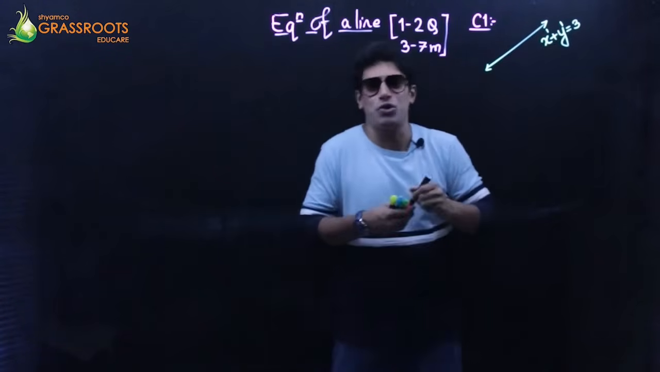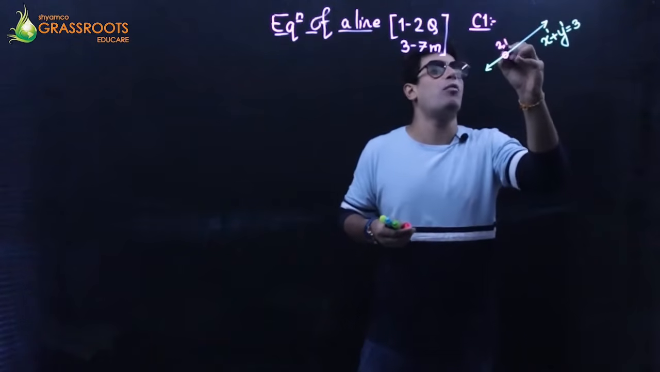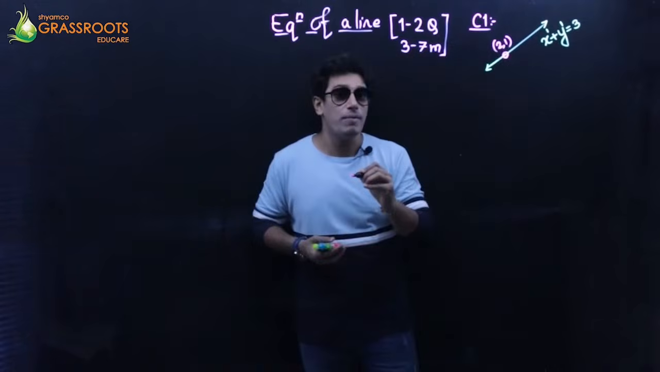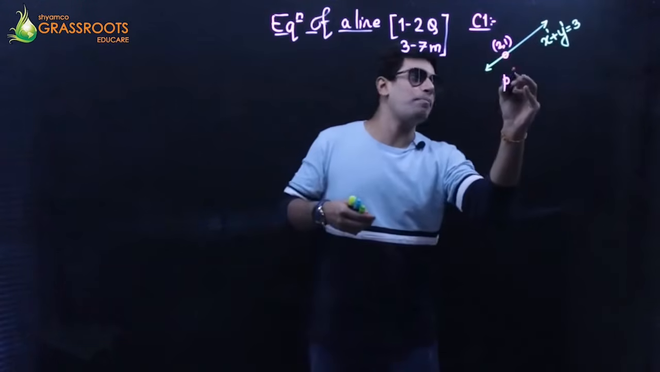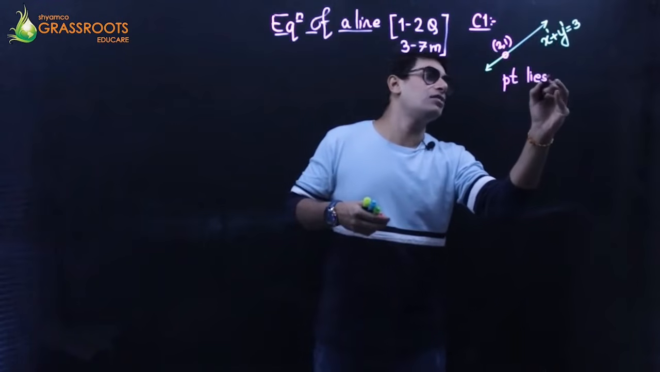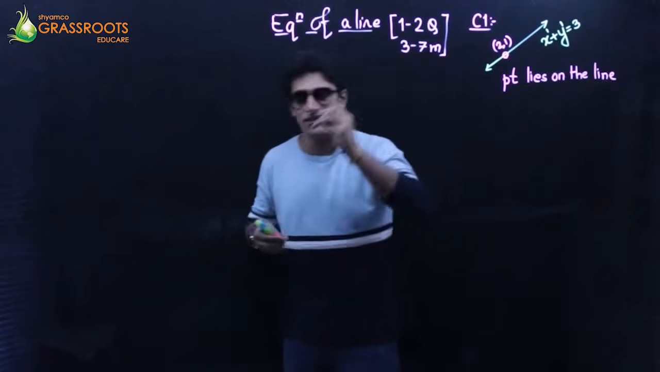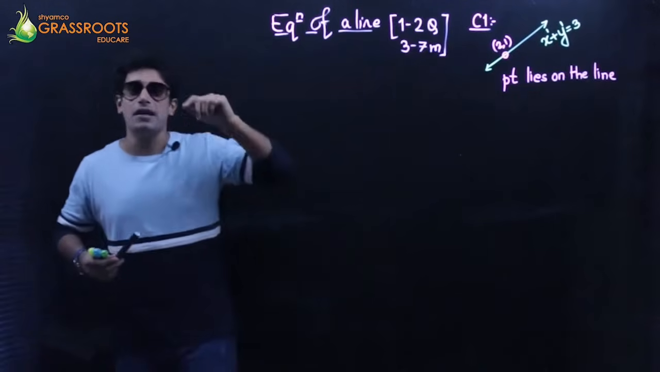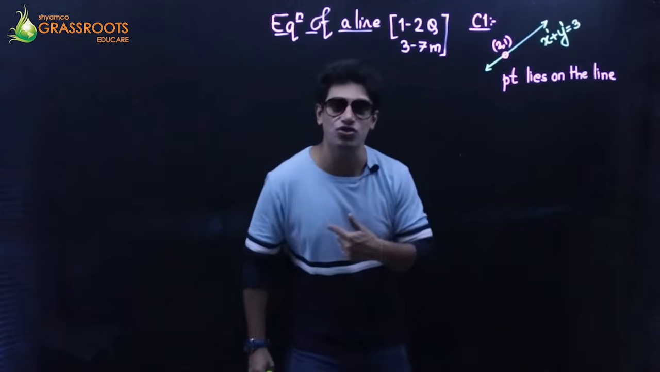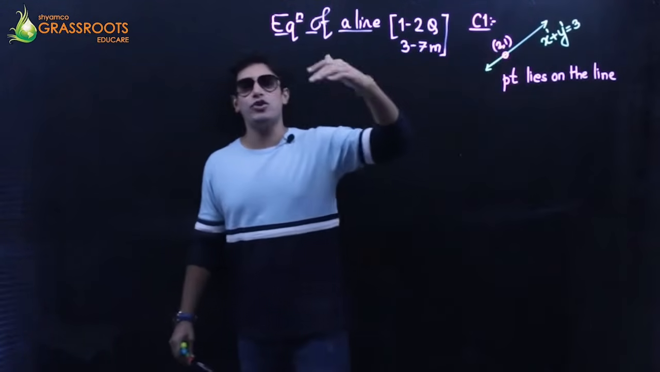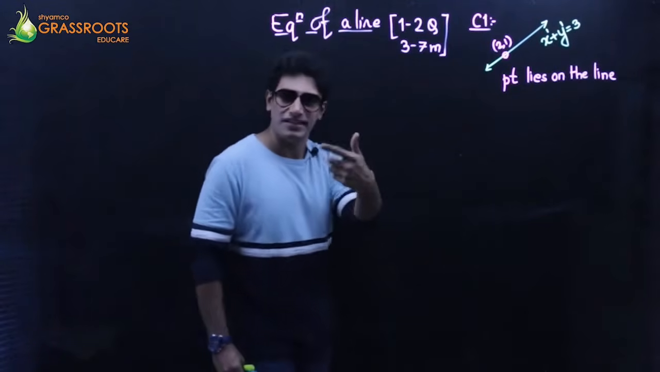Now there is a point on the line. Let's say this point is (2, 1). Now remember one thing. When I say that the point lies on the line, it satisfies the equation of the line. Repeat this statement with me 10 times. When a point lies on the line, it satisfies the equation of the line. Come on, keep on repeating 10 times.